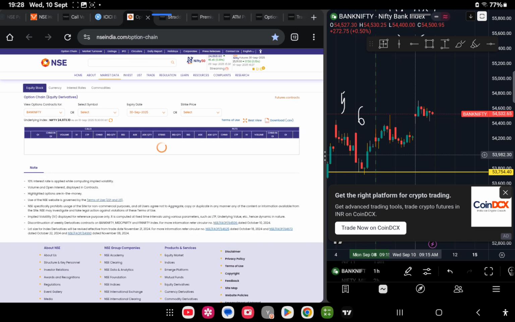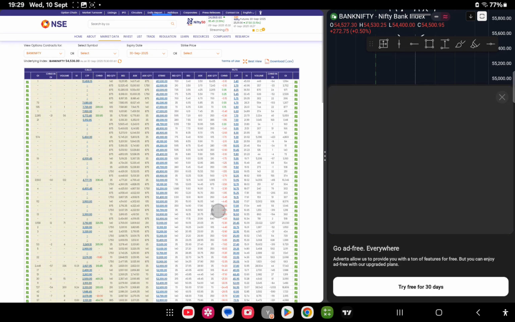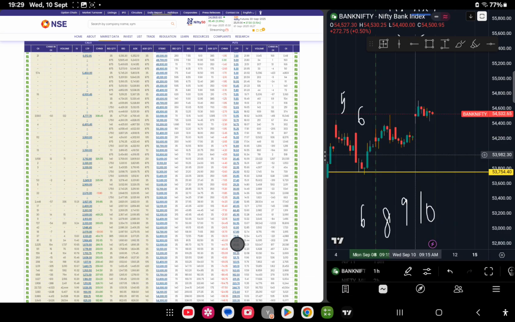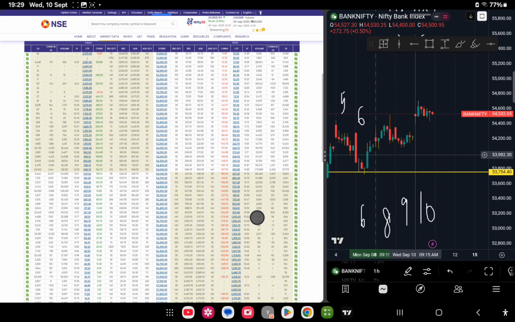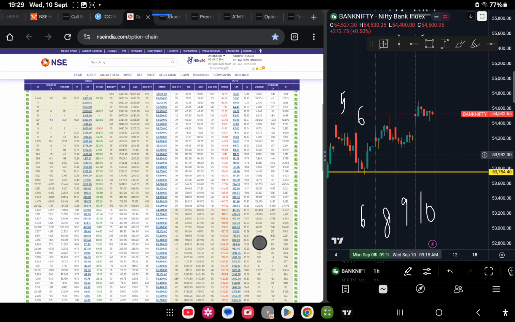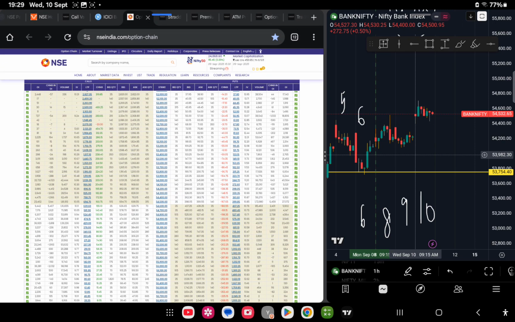Similarly, you can do analysis on Finnifty and Midcap Nifty. The price action is the same. So 54,500, let's take 54,500 as our open ATM. You could see this is OTM and it's negative for the call side and positive for the put side, and ITM is negative for the call side and positive for the put side. Why?